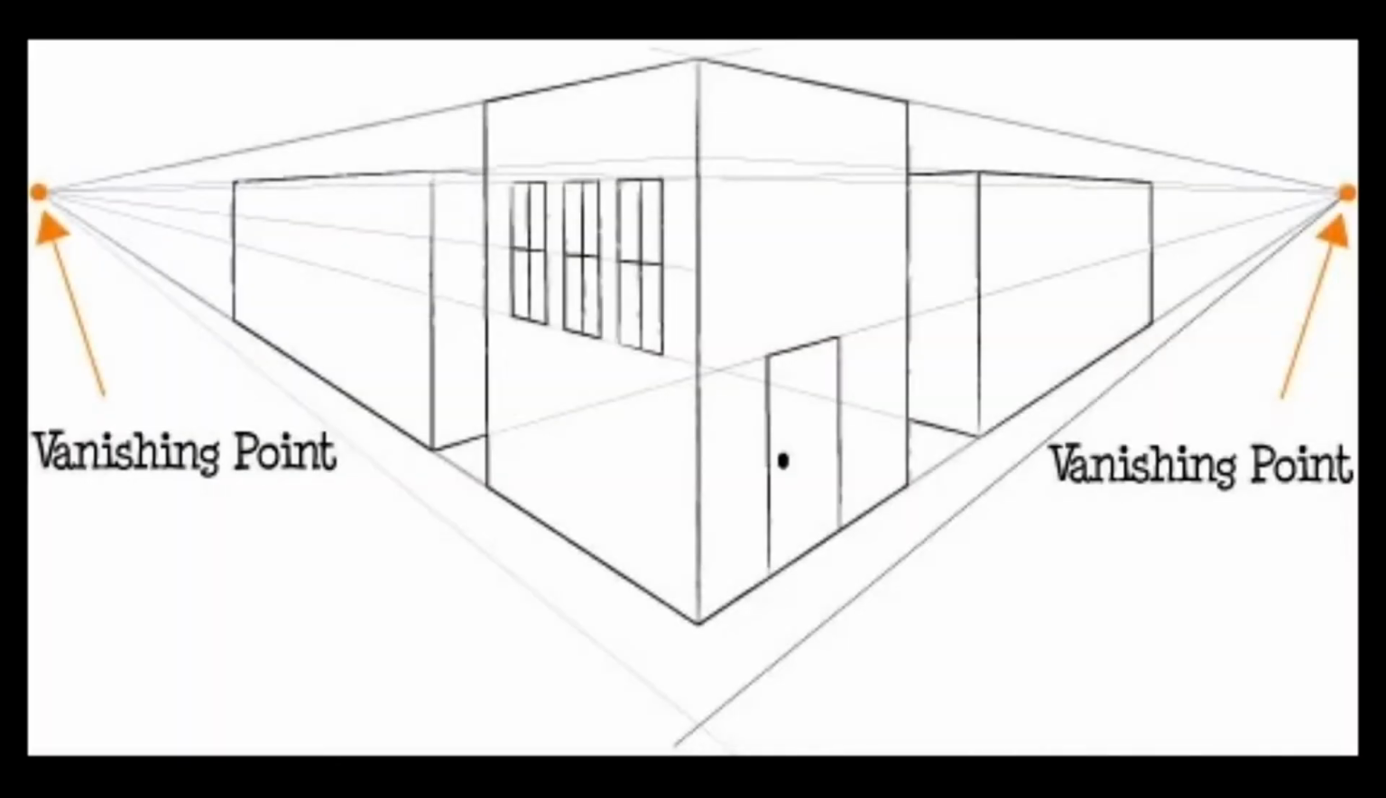So now let's look at a 2 point perspective drawing. So now instead of one vanishing point, you have two vanishing points on either side of the paper where your orthogonal lines will all lead to. So the difference between a 1 point perspective drawing and a 2 point perspective drawing is the amount of vanishing points. In this drawing, we will have two vanishing points.